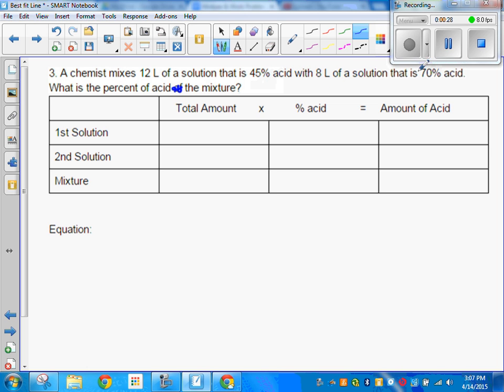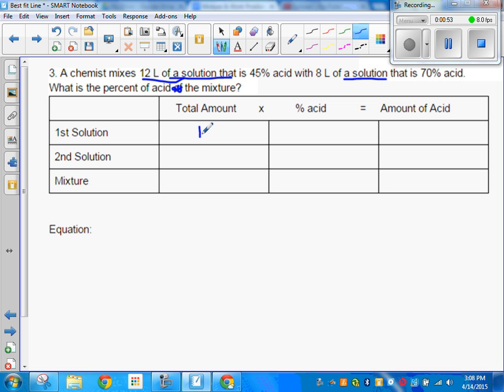unfortunately, I can't just average these. If we had the same amount of solution, if this was the same amount as this one, then we could just average these, right? It would be halfway between 45 and 70. But unfortunately, I have more solution here. This is 12 liters, so I'm going to go ahead and fill it in.